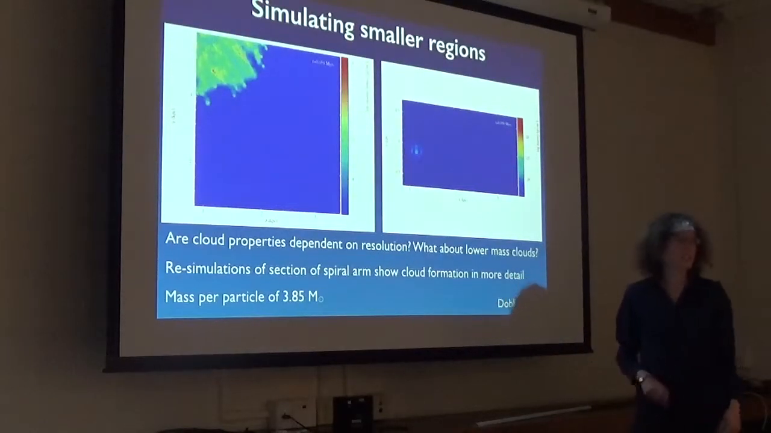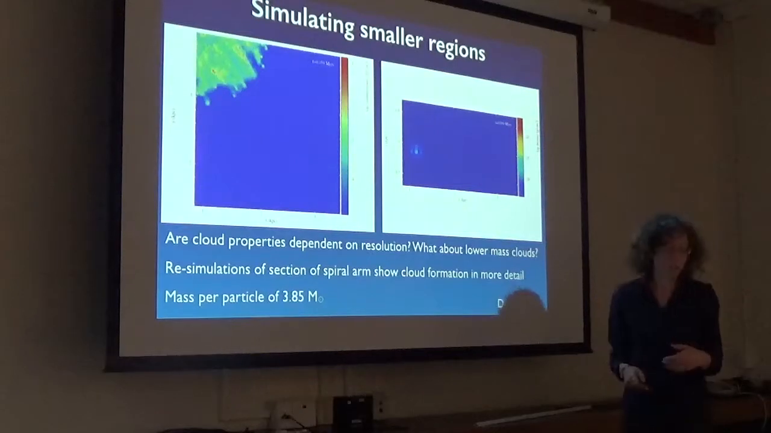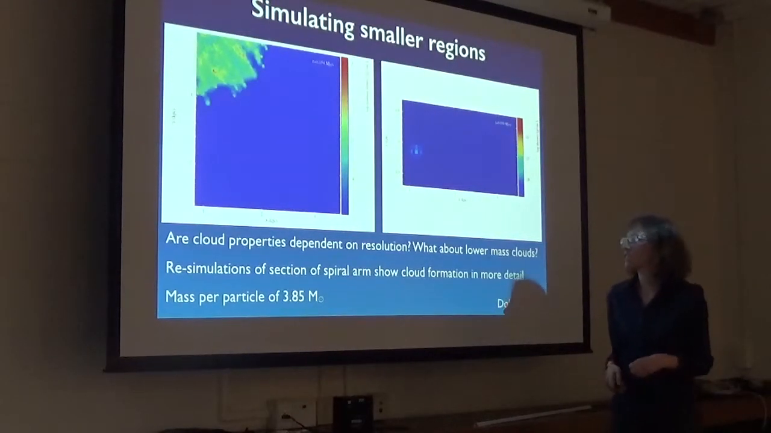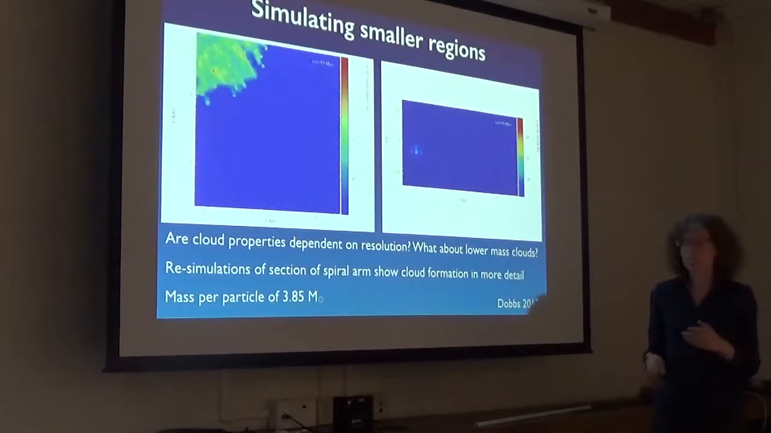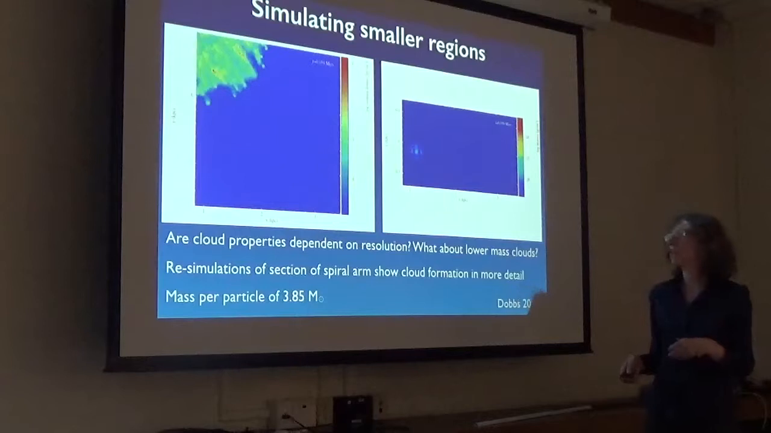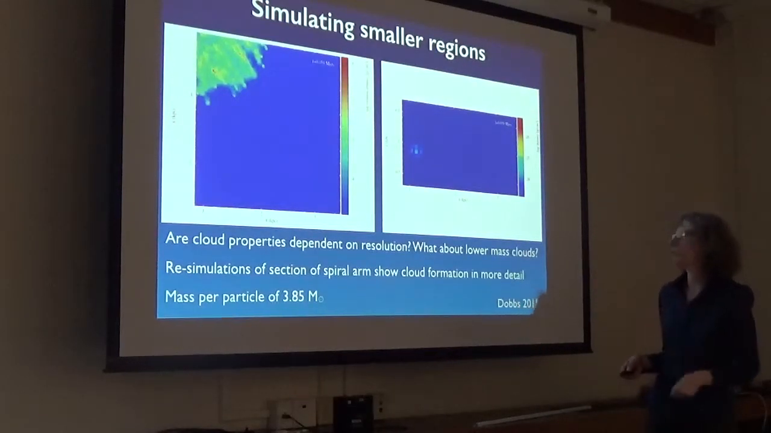So one question is, having simulated a galaxy, and we can resolve GMCs, but not smaller clouds. But are we really resolving the properties of the GMCs particularly well? If we increase the resolution, would they change? And what about the lower mass clouds? Do they have different properties, or do they just follow the same trends?